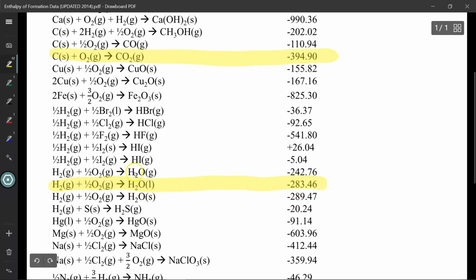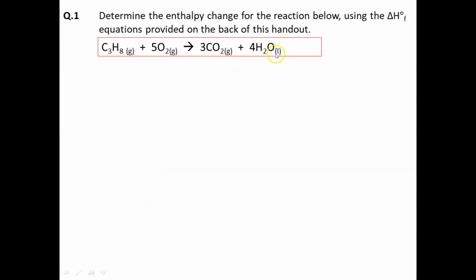Please keep in mind that H2O gas versus H2O solid have different enthalpy values, so make sure you pay attention to which state of matter we're talking about. In this case, it's a liquid.